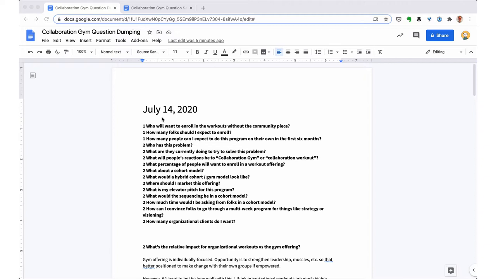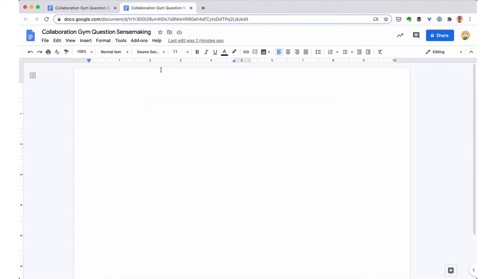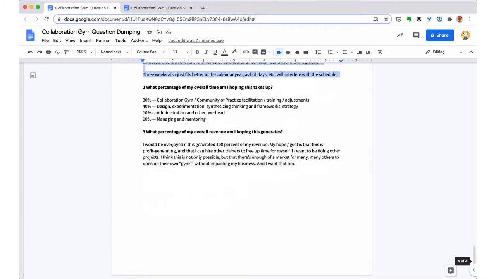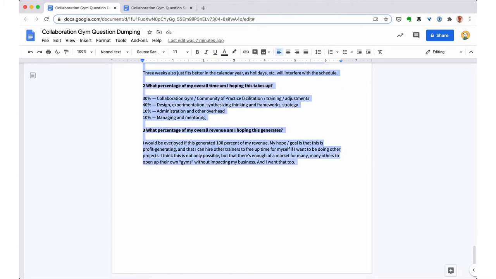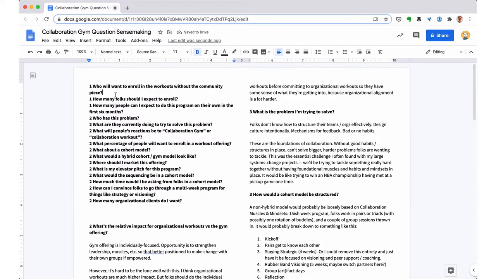And here we go. So the first thing I'm going to do here is copy all of the questions and answers from my previous two workouts into the sensemaking document. And you'll see this more clearly when I get back to the sensemaking document. I'll go ahead and close this tab because I don't need question dumping anymore.